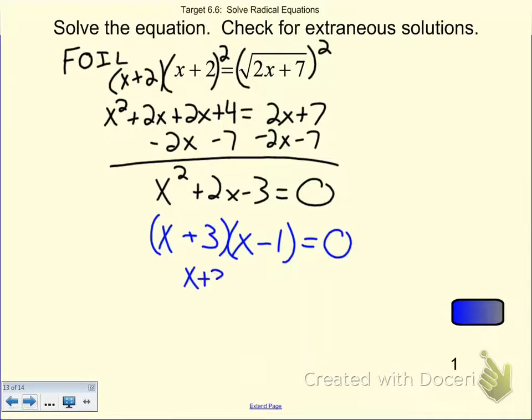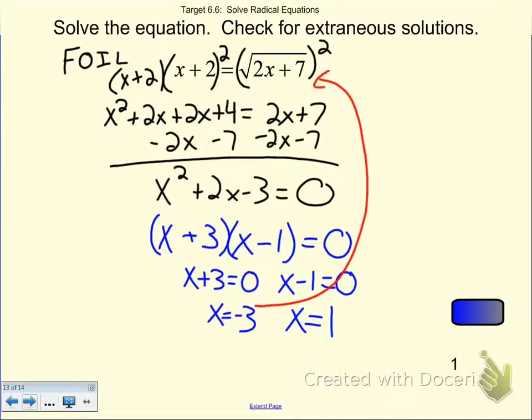And then we're going to set both of those parentheses equal to 0. So x equals negative 3. x equals positive 1. But are we done? No! We need to check our answers and see if they work. Because if you can tell by the answers I've already showed you, one of them does not work. So we're going to take that one in first, negative 3. Plug it back into the original equation up here. So negative 3 plus 2 equals the square root of 2 times negative 3 plus 7.